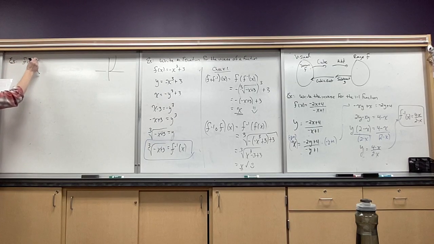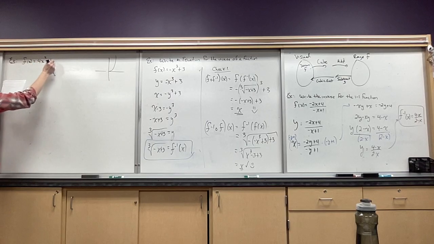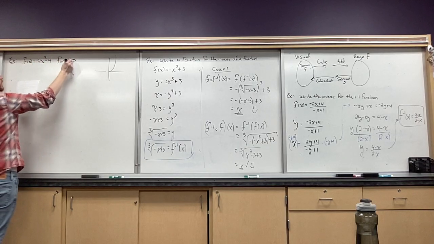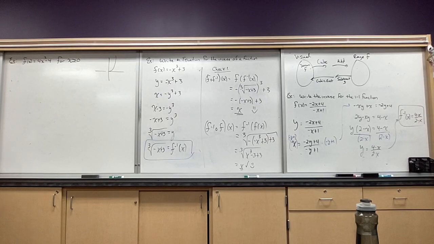Okay, so let's just give you one example with restricting a domain, okay? So f of x equals 4x squared minus 4. And again, I'm going to restrict it, so only when x is greater than or equal to 0. That way I can find an inverse. So now we're going to go through the same process. Go ahead and swap out f of x for y. So this is x equals 4y squared minus 4. And then we're back to solving again.